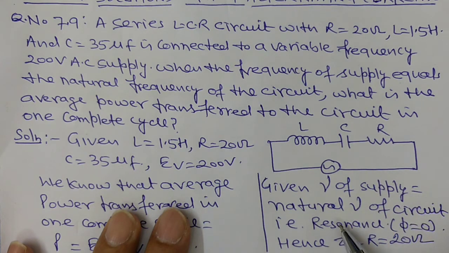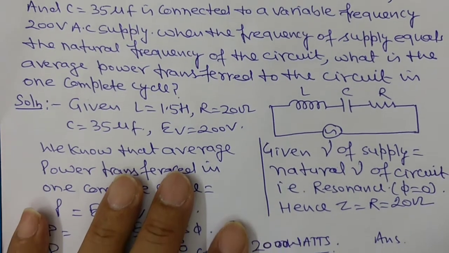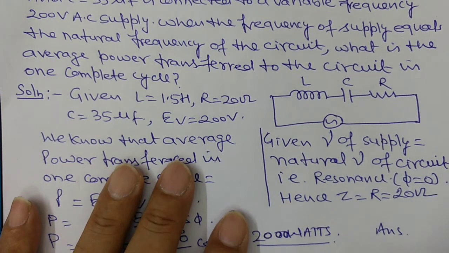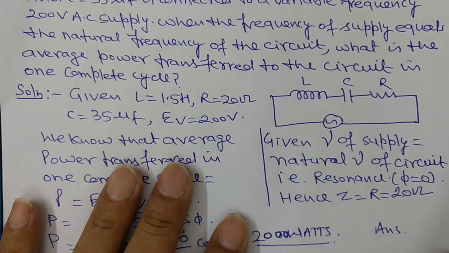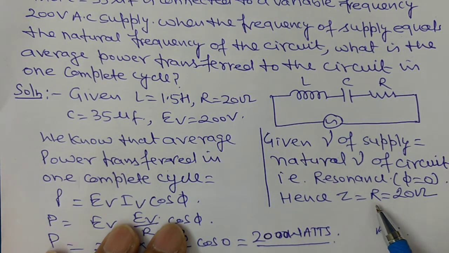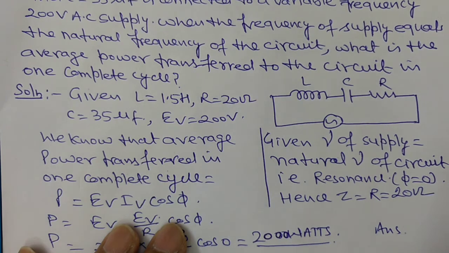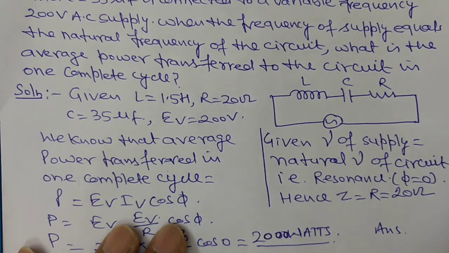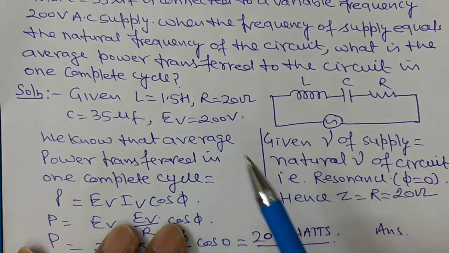That is, this is the condition of resonance. And at resonance, phi is equal to 0, the phase angle between current and voltage is 0, and also Z is equal to R, that is, the total impedance of the LCR circuit is equal to R, which is 20 ohm. Now, in the question we have to find the average power.